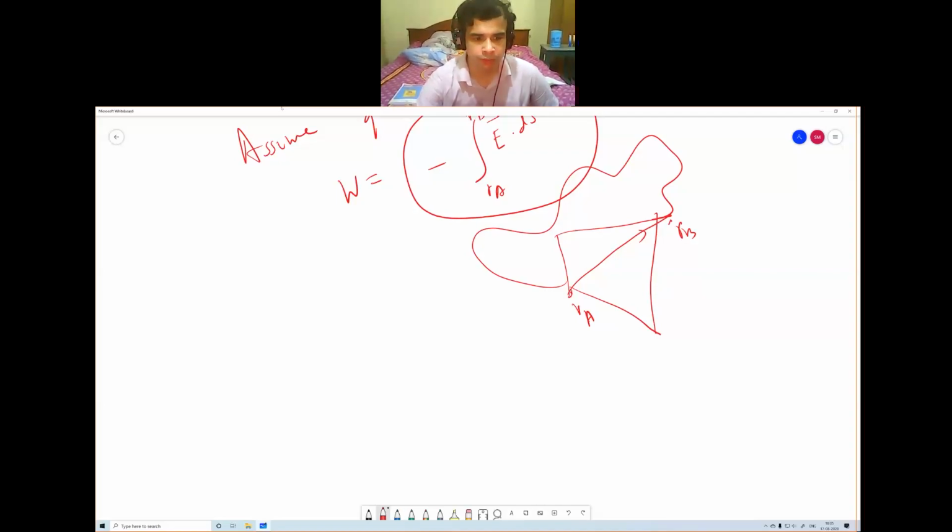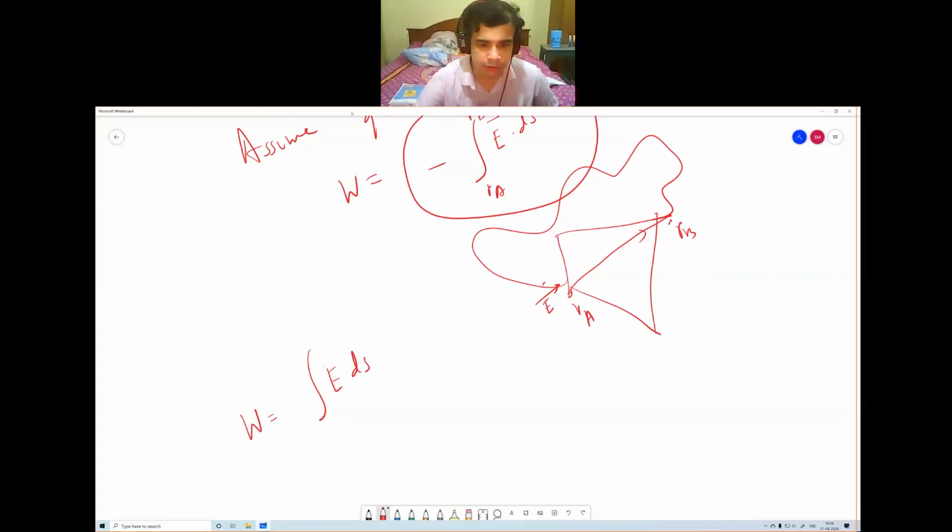So W would be simply, let us assume that E is in the same direction as this RAB, for our convenience. E and RAB are in the same direction, so their dot product is 1. So W would be the integral of E ds, because the dot product is 1.